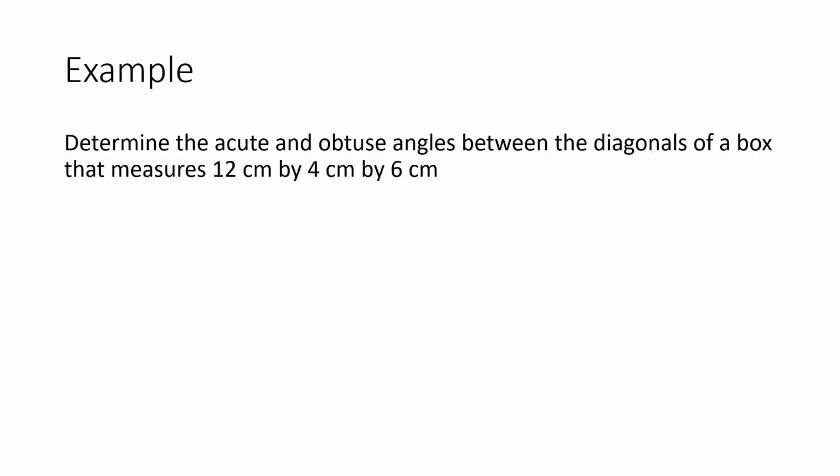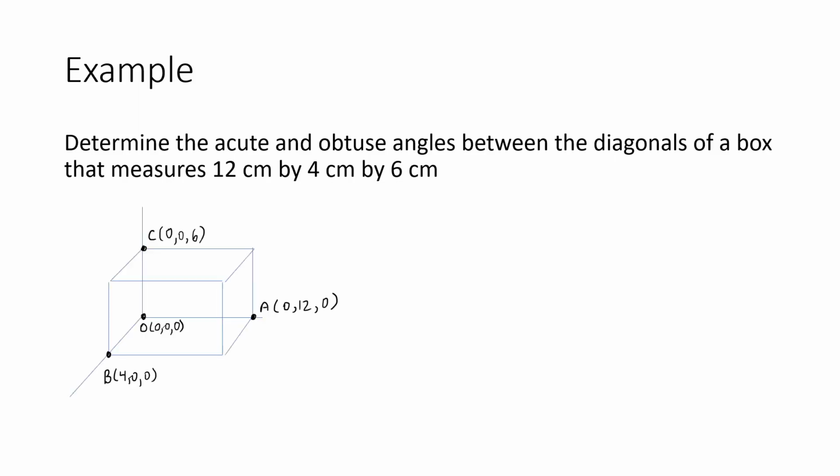Now we want to determine here the acute and obtuse angles between the diagonals of a box measuring 12 centimeters by 4 centimeters by 6 centimeters. One way to do this is to put the box at the origin of our x, y, and z axes, and make one length here be 4. Since one edge of the box is 4, we'll call point B (4, 0, 0). And since another one is 12, we'll call that (0, 12, 0). And since another one is 6, we'll call that (0, 0, 6).